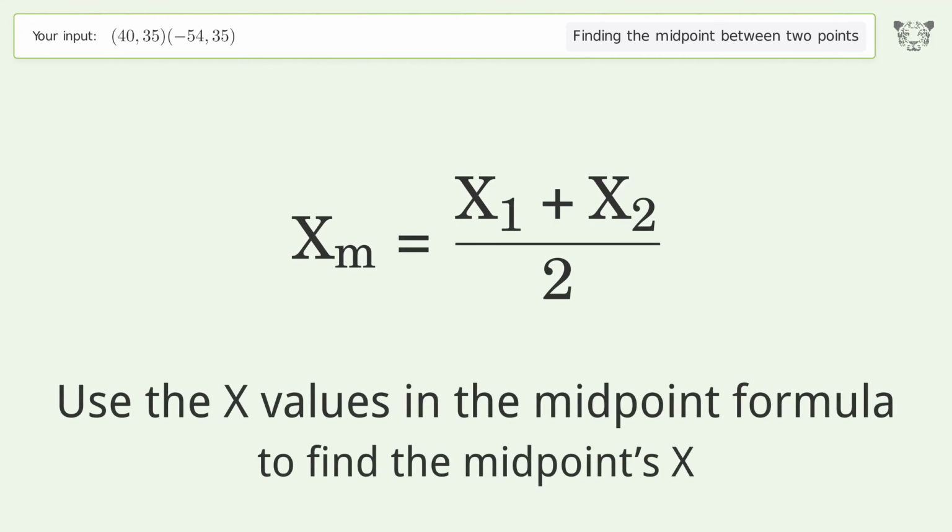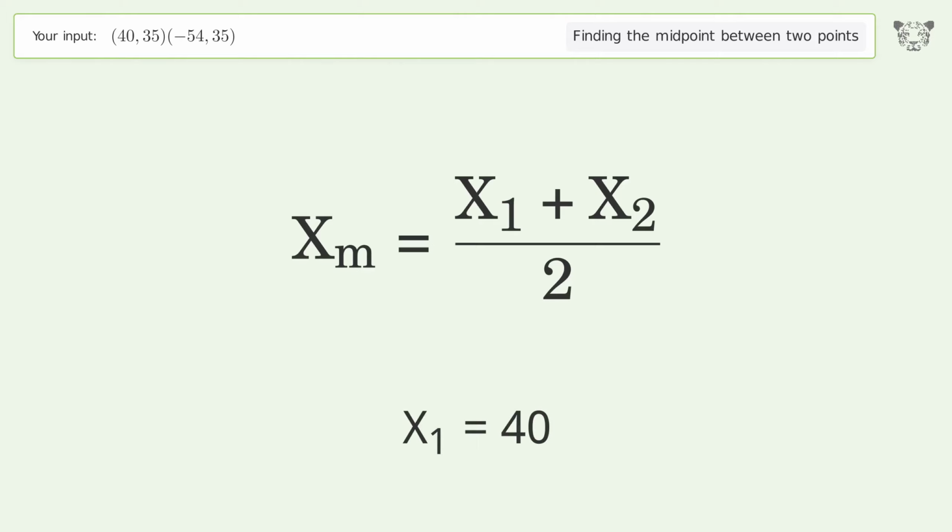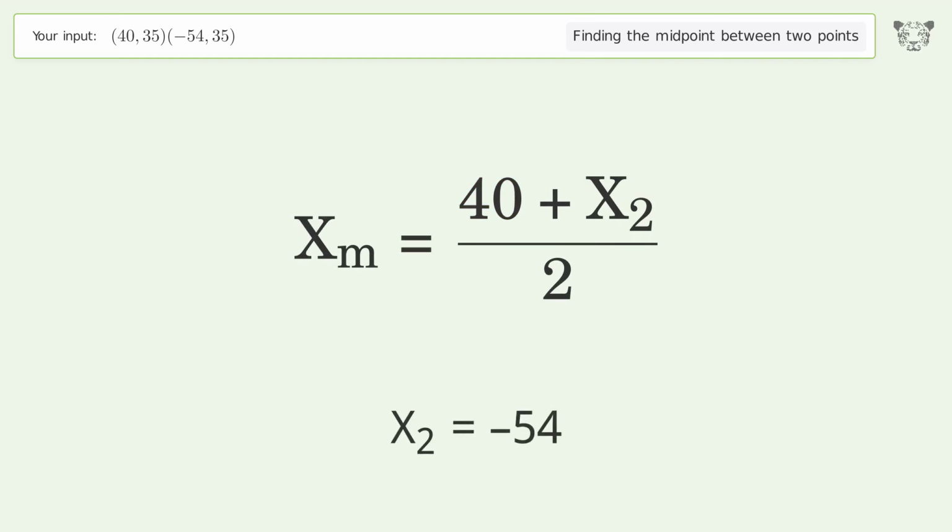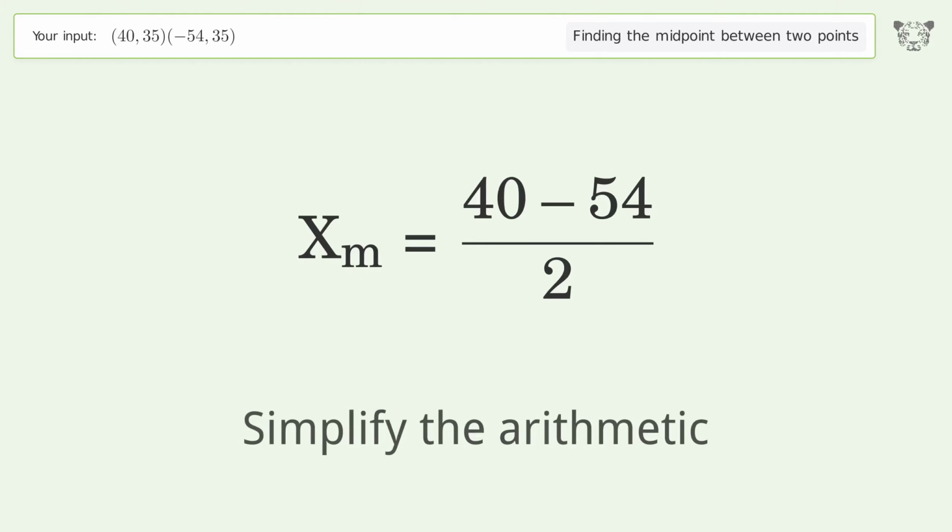Use the x values in the midpoint formula to find the midpoint's x. x1 equals 40. x2 equals -54. Simplify the arithmetic.